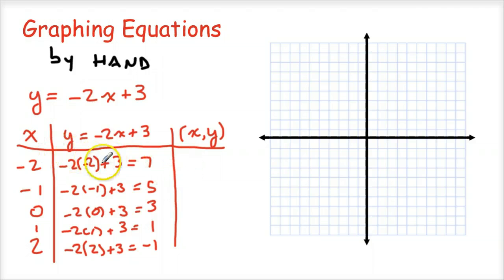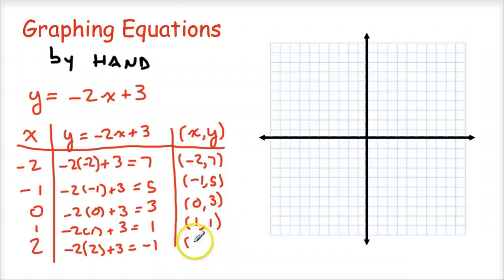And so now I have ordered pairs. Each one of these represents a point on our line. So this is the ordered pair, or the point, negative 2, 7. Here we have negative 1, 5. Here we have 0, 3. Here we have 1, 1. And here we have 2, negative 1.